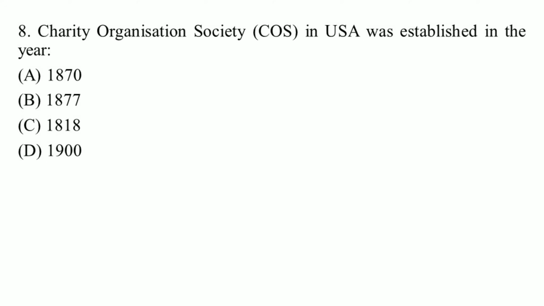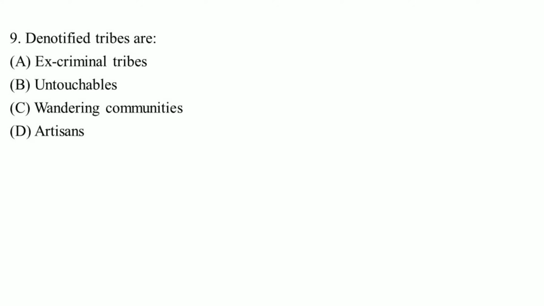Next one, Charity Organization Society in USA was established in the year option A 1870, option B 1877, option C 1818, and option D 1900. So from the options, right answer is option B, 1877. Charity Organization Society in USA was established in 1877.